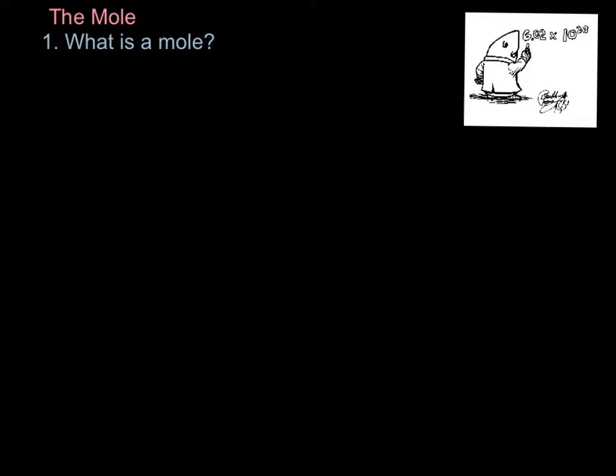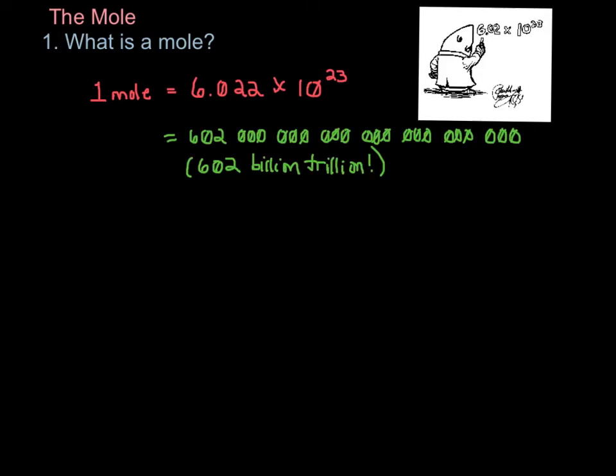A mole is just a number that's equal to 6.022 times 10 to the 23rd. So 1 mole is this number. That's a really, really big number. In fact, this would be a mole if I expanded it out from scientific notation. It is 602 billion trillion, so it's a huge number. A mole is a counting number.